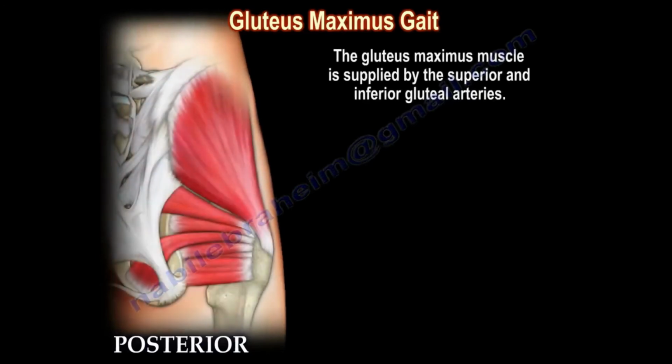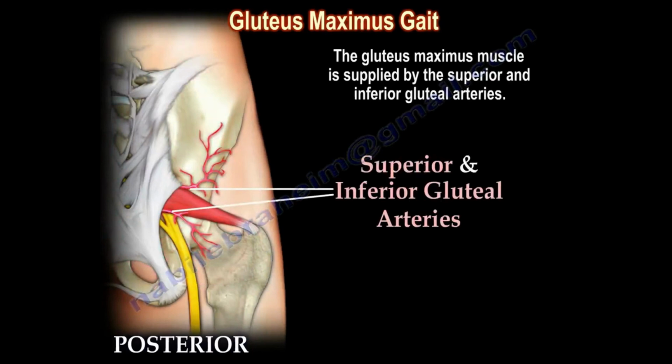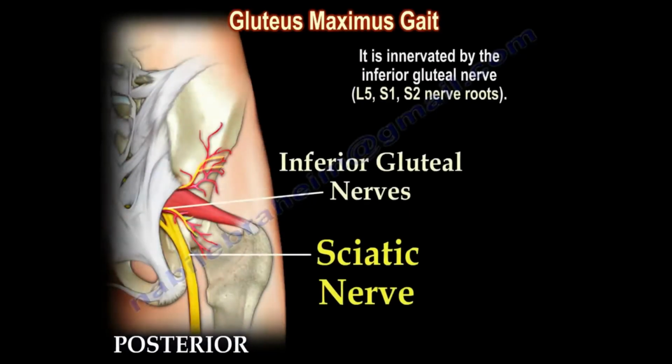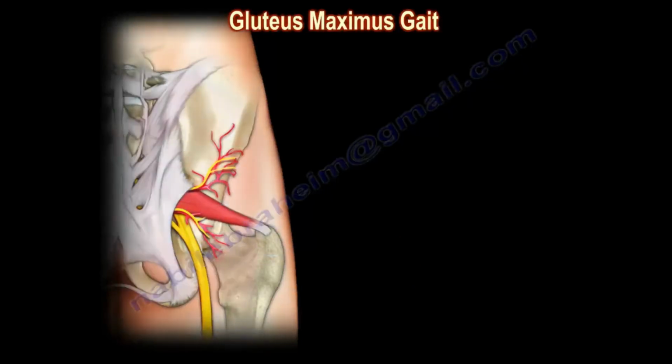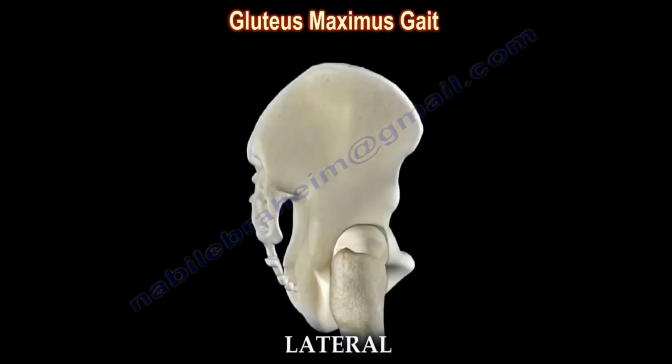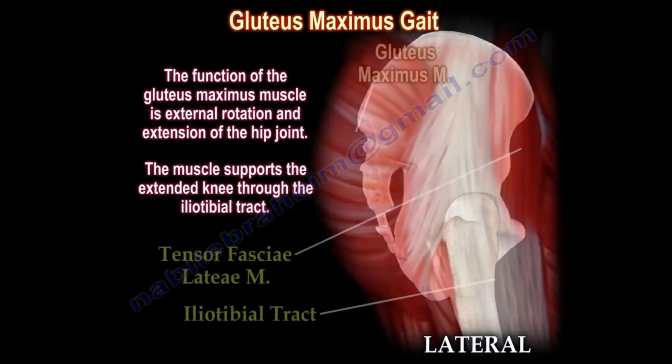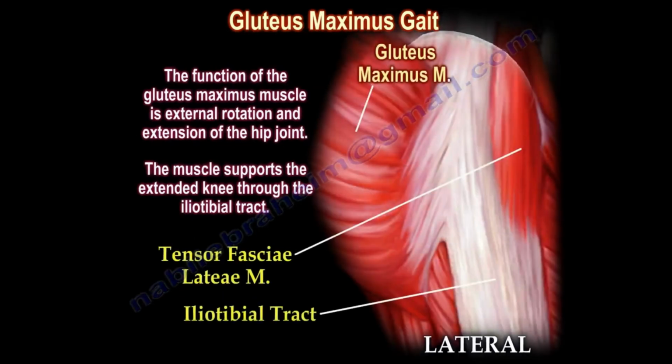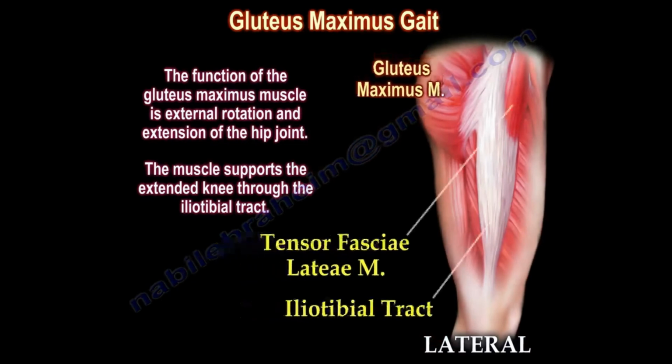The gluteus maximus muscle is supplied by the superior and inferior gluteal arteries. It is innervated by the inferior gluteal nerve, L5, S1, and S2 nerve roots. The function of the gluteus maximus muscle is external rotation and extension of the hip joint. The muscle supports the extended knee through the iliotibial tract. Here you can see the position of the tensor fascia lata muscle and the iliotibial tract in relationship to the gluteus maximus muscle.